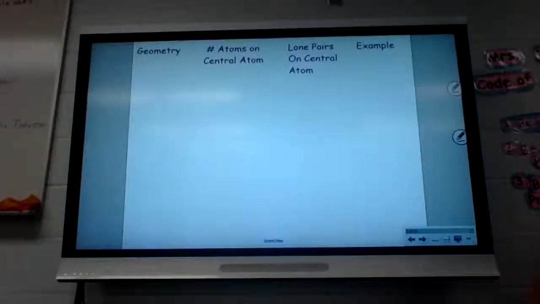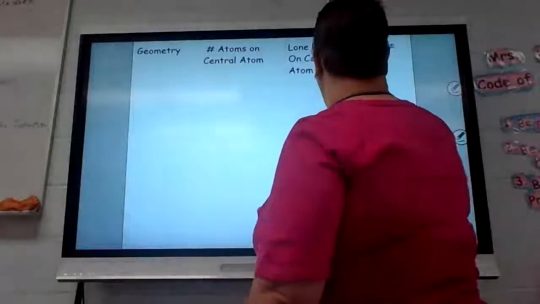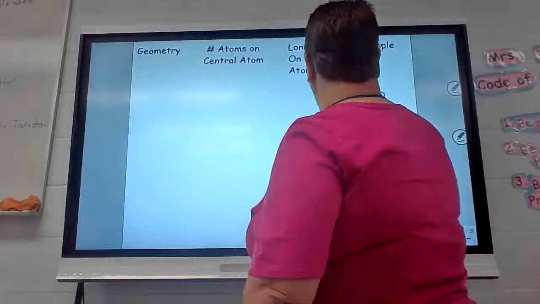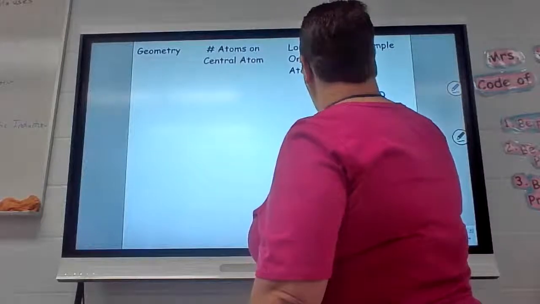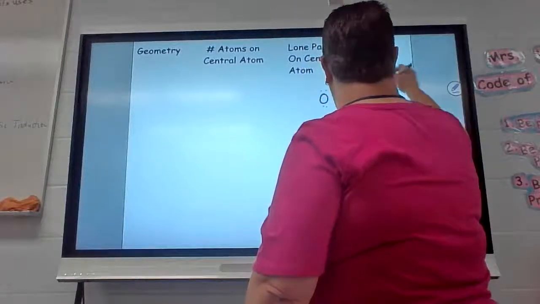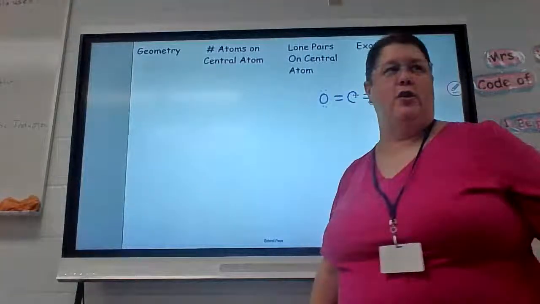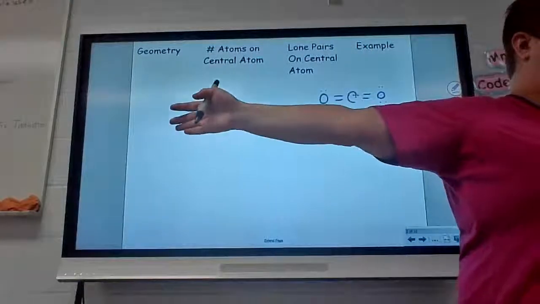So the first thing that's in the chart, I think I gave you was like CO2, the one I just drew a second ago. All right? So if this is your example, these electrons on the end right here don't like each other. And so they're trying to get as far from one another as they can get.